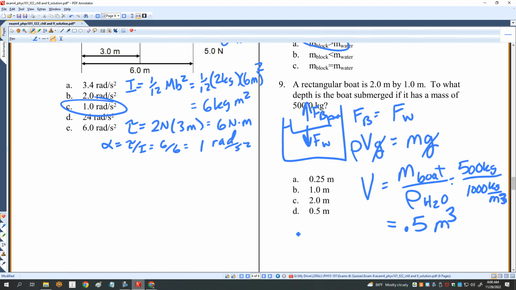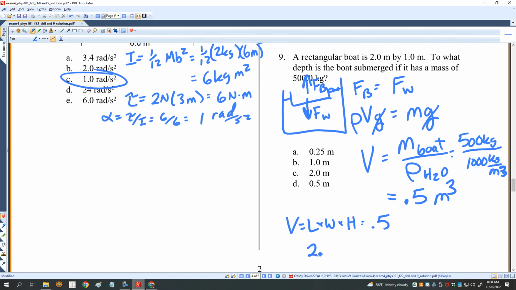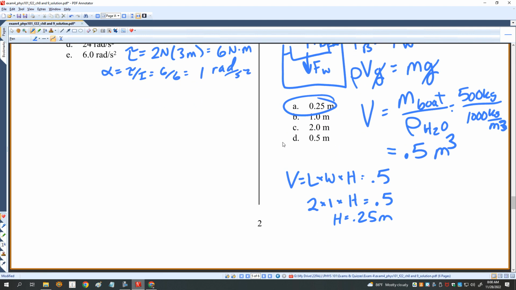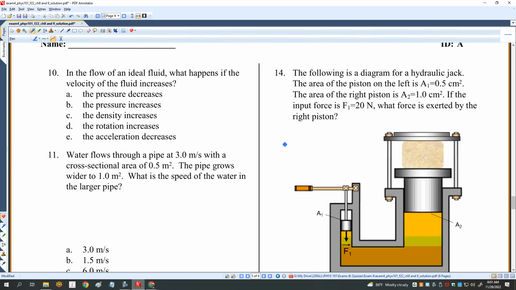So that's my volume, but I need to know what now is the depth. I know that volume is length times width times height, and that's equal to 0.5. That's going to be 2 by 1 and h, which is 0.5. That means that h is equal to 0.5 divided by 2, or 0.25 meters. A is our answer.